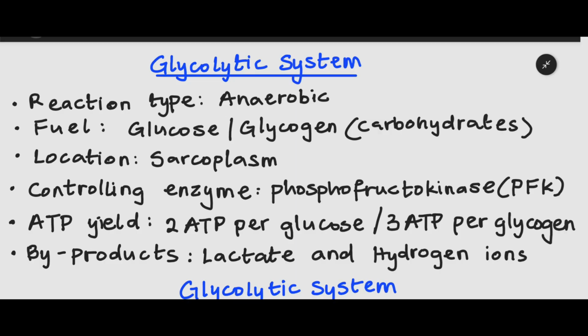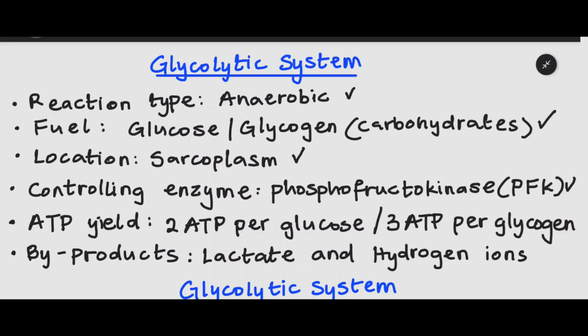Now let's look at the breakdown. We have the reaction type. It's anaerobic, which means it doesn't require oxygen. The fuel that it uses is glucose or glycogen, which you get from carbohydrates. It's located in the sarcoplasm, which is found in the muscles, and the controlling enzyme is PFK, or if you want to try pronouncing it, phosphofructokinase.